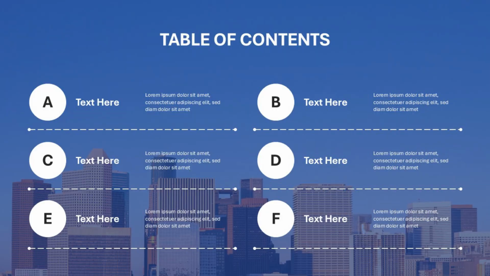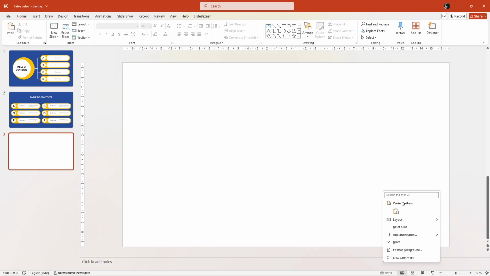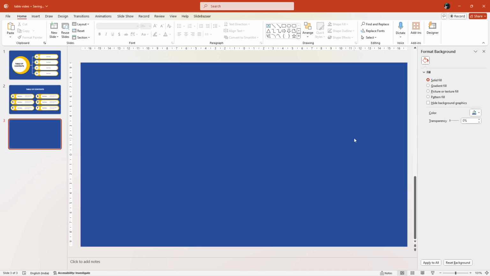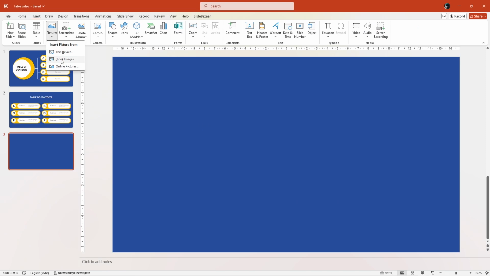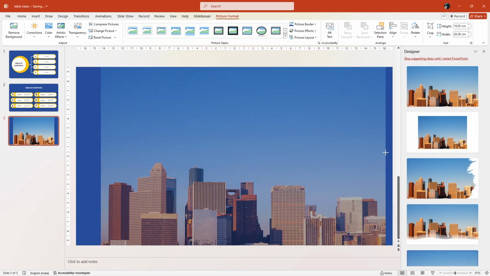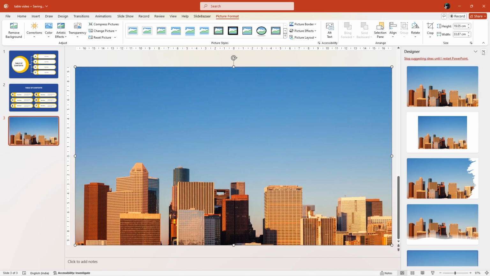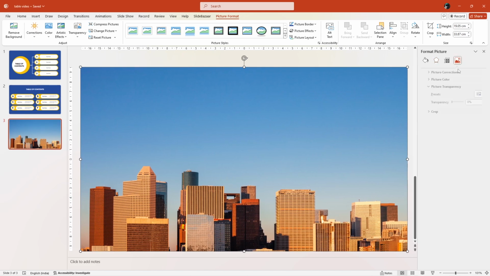Now let's take a look at a third variation, something much simpler. Let's create a new slide and delete all the placeholders and change the background color just as shown before. Go to Insert and insert a background image onto your slide. Tweak it as needed and then right-click the image and go to Picture Format. Under Picture Transparency, change the transparency value to around 70%.